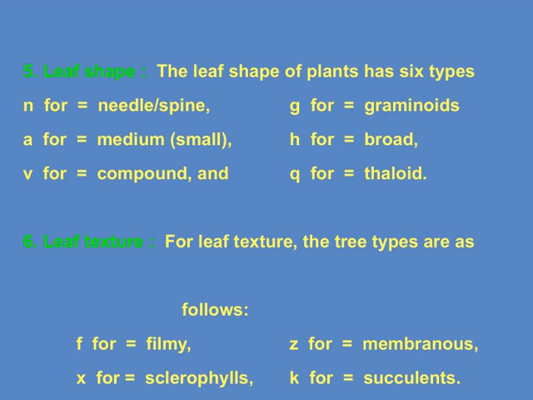X refers to sclerophylls, characterized by tough, leathery textures that help reduce water loss in dry conditions. Lastly, K stands for succulents, which have thick, fleshy leaves specialized for water storage. Recognizing these textures not only helps in identifying plants, but also provides insights into their ecological strategies and survival mechanisms.